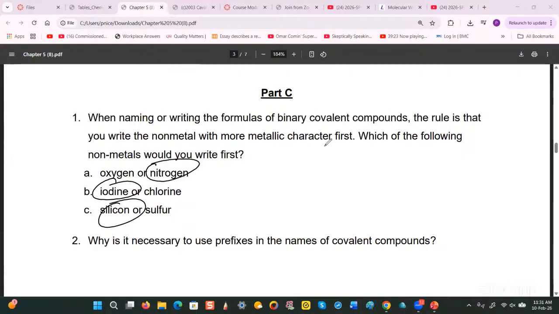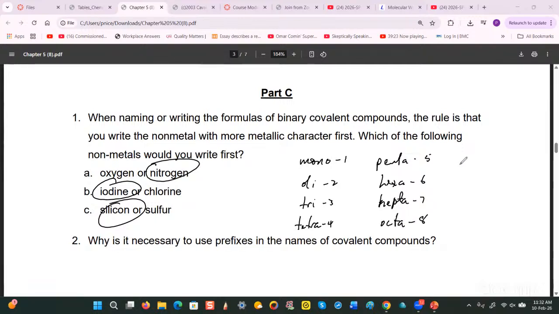And the prefixes, just in case you missed it when I gave you those video lectures: mono for 1, di for 2, tri for 3, tetra for 4, penta for 5, hexa for 6, hepta for 7, octa for 8, nona for 9, and deca for 10.